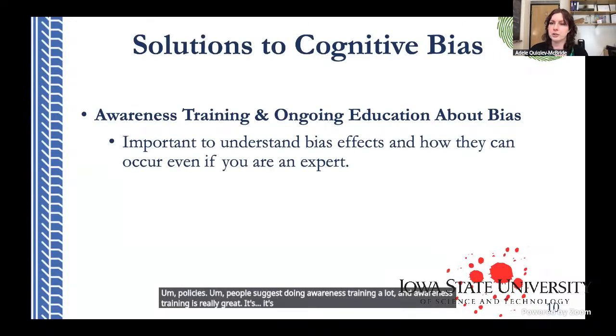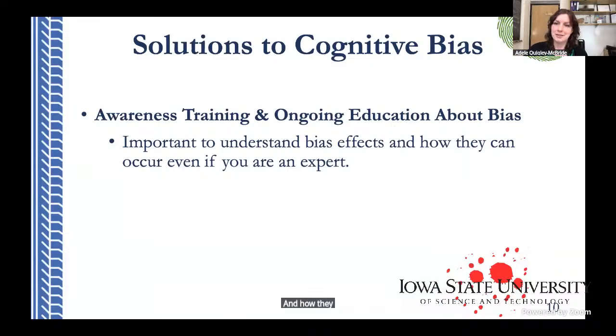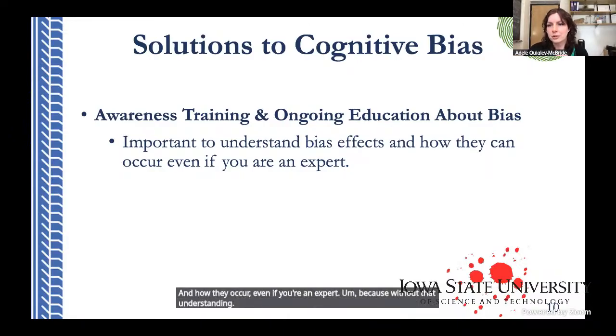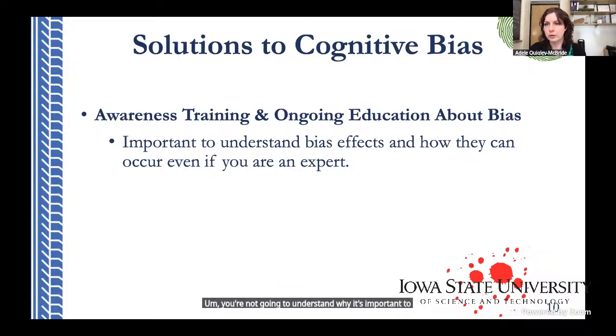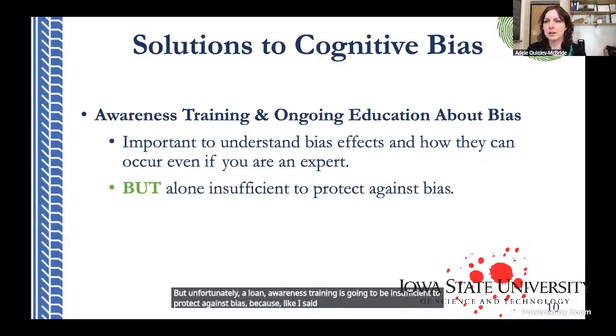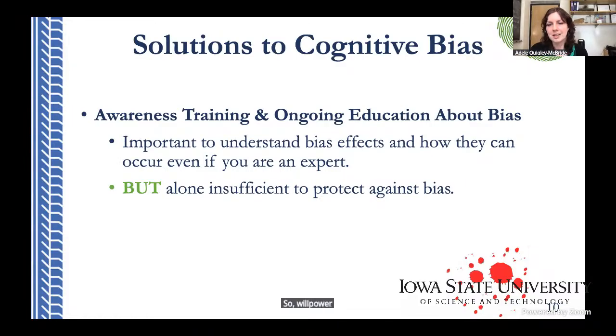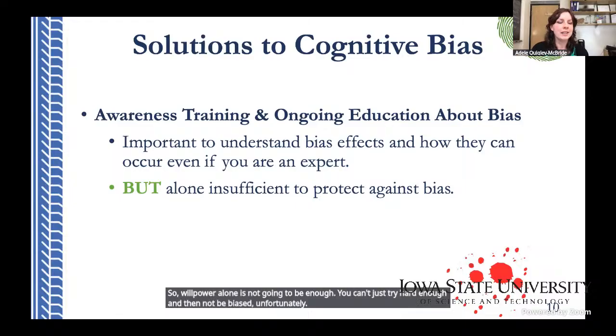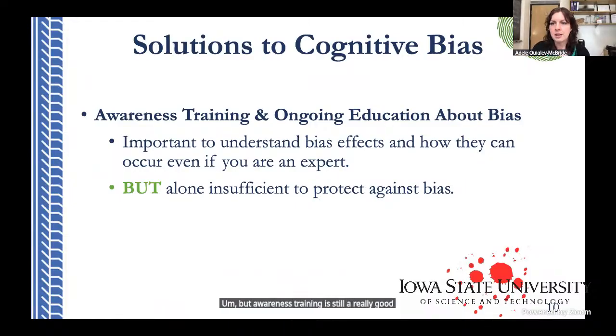It's important for people to understand bias effects and how they occur, even if you're an expert, because without that understanding, you're not going to understand why it's important to do any of the other kinds of interventions that might be in place. But unfortunately, alone, awareness training is going to be insufficient to protect against bias because, like I said, it occurs outside of our awareness. So willpower alone is not going to be enough. You can't just try hard enough and then not be biased, unfortunately. But awareness training is still a really good first step in any sort of implementation of cognitive bias mitigation strategies.